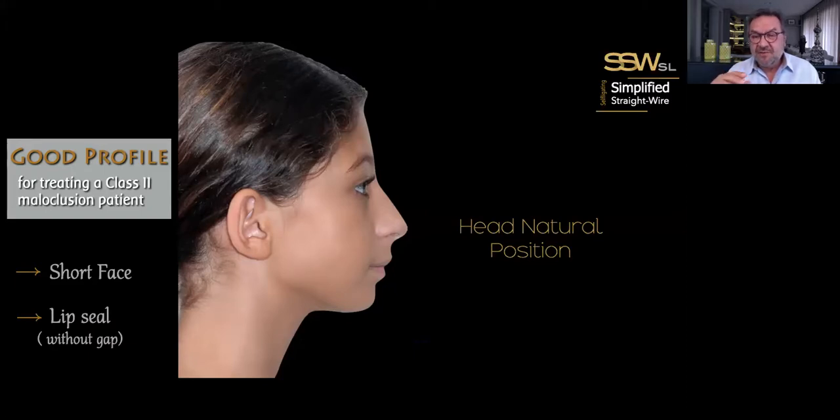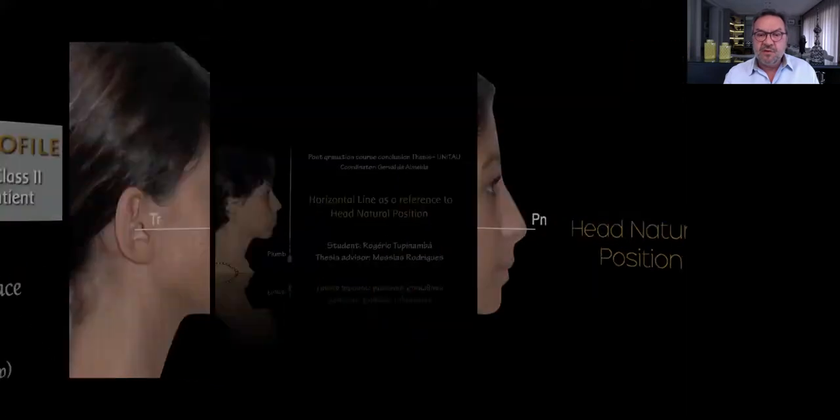So I would like to talk a little bit about the head natural position, because before we study the patient's face, we have to be sure that the patient is with the head in a natural position, okay? And if you look closer at this girl, you are going to see the TR point is the tragus point, and the PN point is the pronasal point, the tip of the nose.